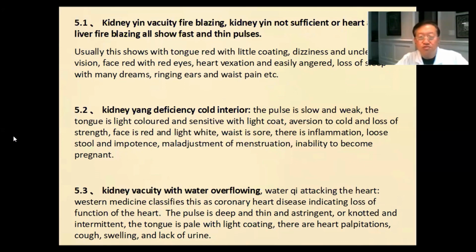5.3. Kidney vacuity with water overflowing. Water qi attacking the heart. Western medicine classifies this as coronary heart disease, indicating a loss of function of the heart. The pulse is deep and thin and astringent, or knotted and intermittent. The tongue is pale with a light coating. There are heart palpitations, cough, swelling, and lack of urine.